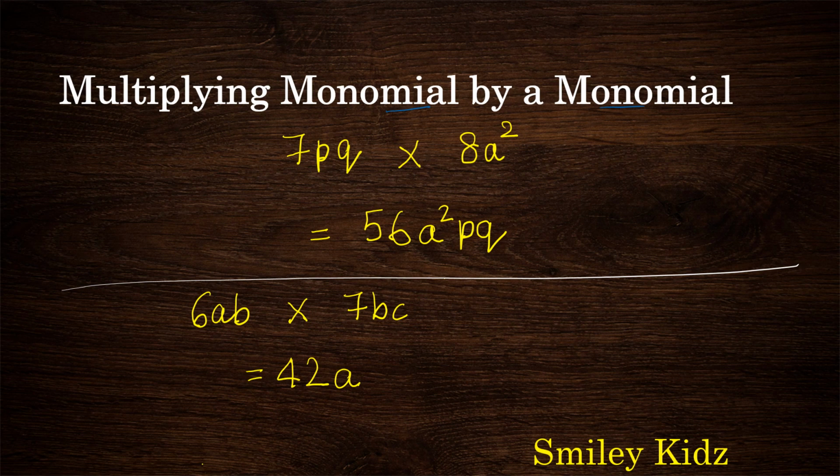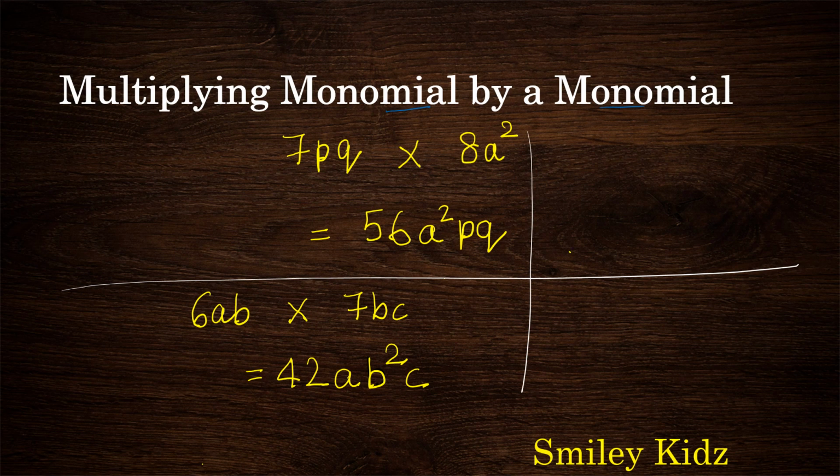is b, and as well in the second monomial we have b again. So it's going to be b multiplied by b, which gives us b square. Then we have c, which is equal to 42ab square c. Let's see another example.